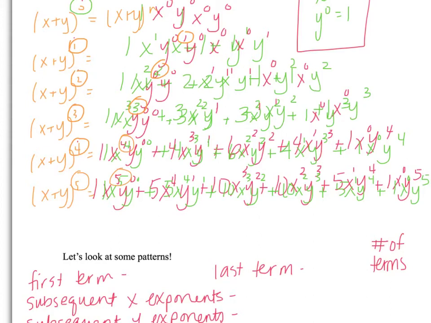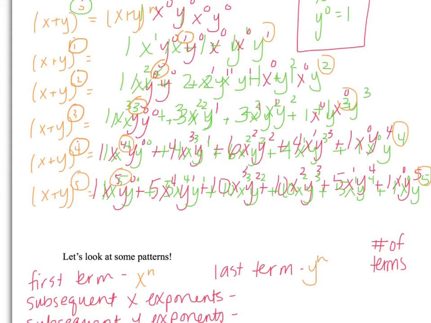Also, notice those exponents are the same for the last values of y. So your last term is y to the n, your first term is x to the n. So our first term is x to the n, whatever exponent we are expanding to. Our last term is y to the n, whatever exponent we're expanding to.